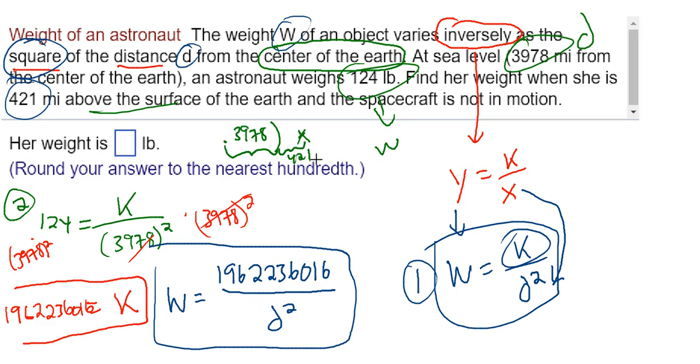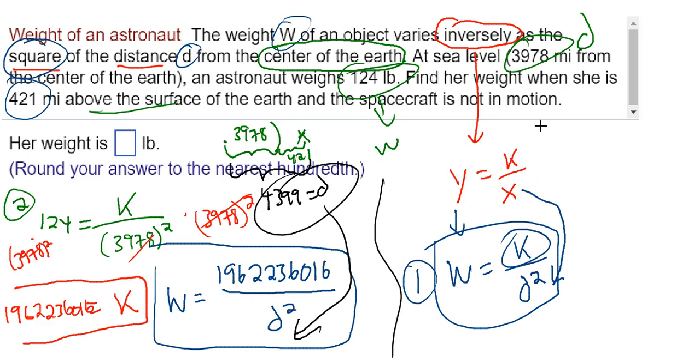So to get the astronaut's total distance from the center, we'll have to add these two numbers together, right? So let's go ahead and do that on our calculator real quick. Clear out that big number we had previously. 3,978 plus 421 gives me 4,399. All right, so the astronaut is a total distance of 4,399 miles from the center of the Earth. That's what we're going to use for the distance. So we're going to plug that in here for D, and then we can solve and find W.